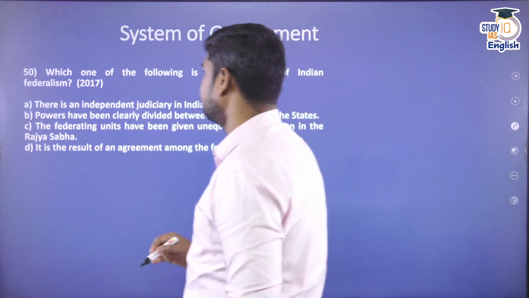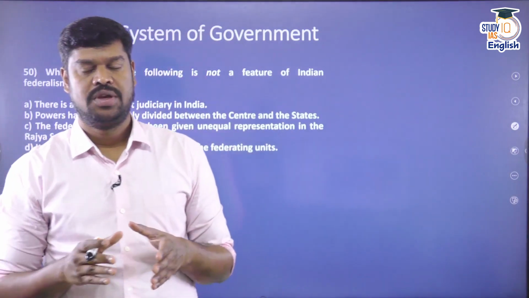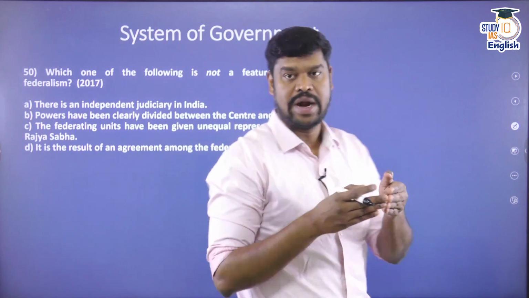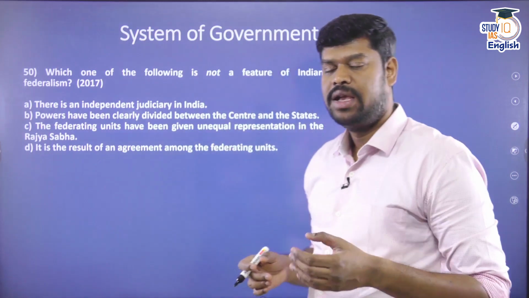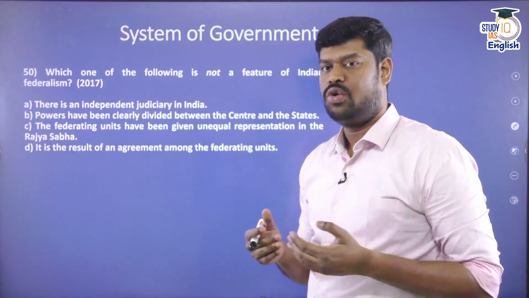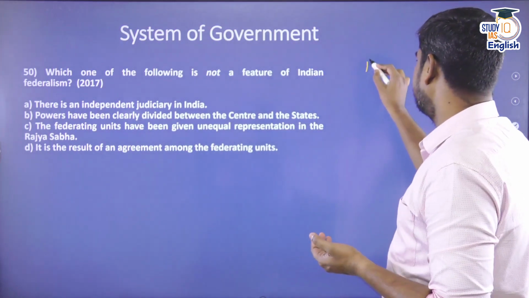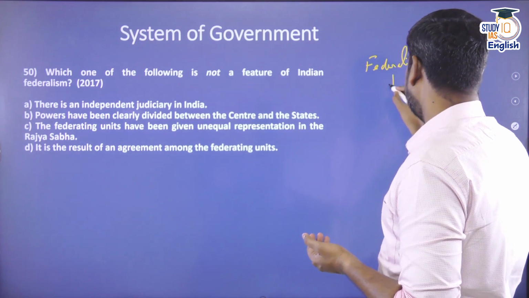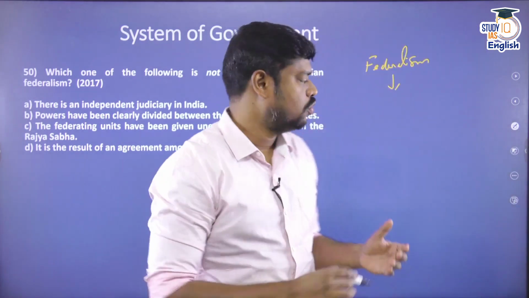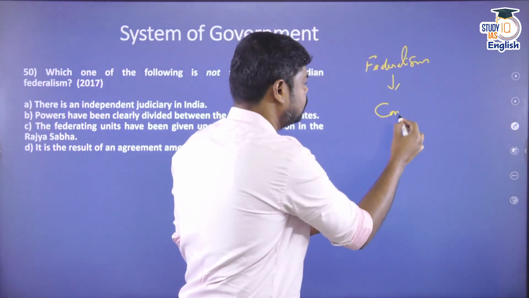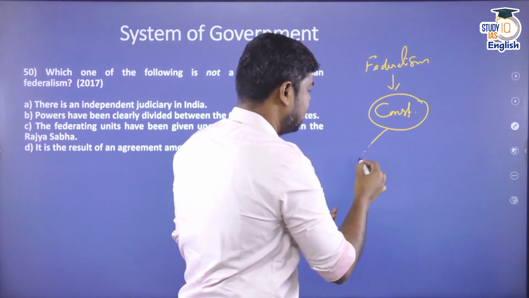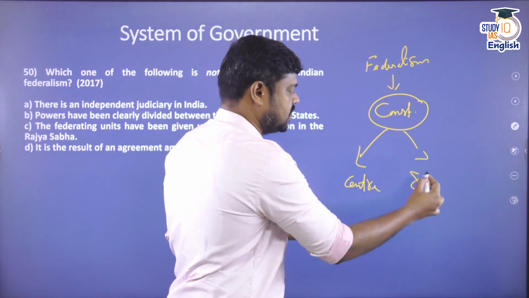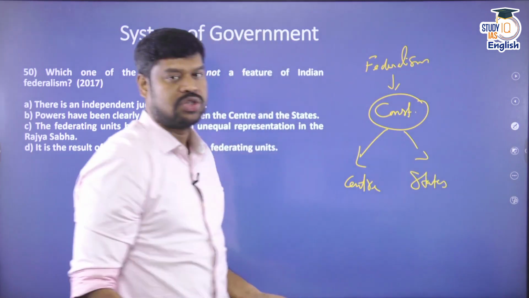Which one of the following is not a feature of federalism? So first we'll have to understand what is federalism. Federalism is very much inherent in the constitution. So what is federalism? Federalism means that the constitution is there and the constitution itself is giving certain powers to the center and it itself gives the power to the states. So this is what is called as federalism.